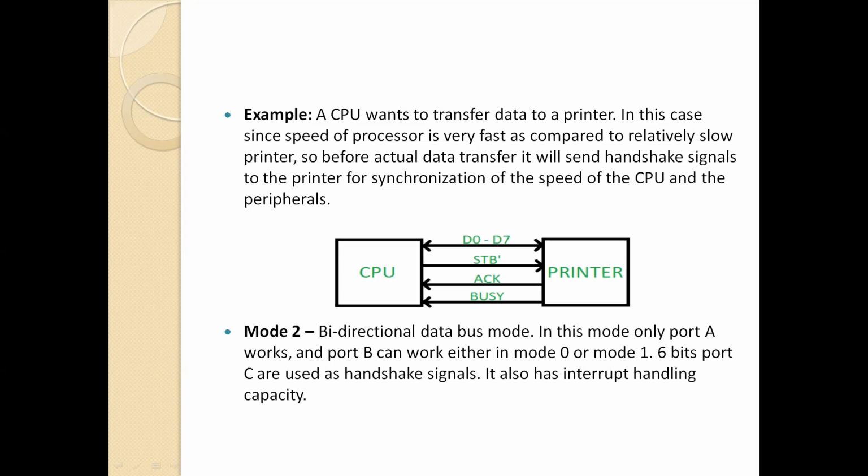Now mode 2. This is your bidirectional data bus mode. In this mode, only port A works and port B can work either in mode 0 or mode 1. Here the 6-bit port of port C is again used for handshake signals. It also has interrupt handling capacity.